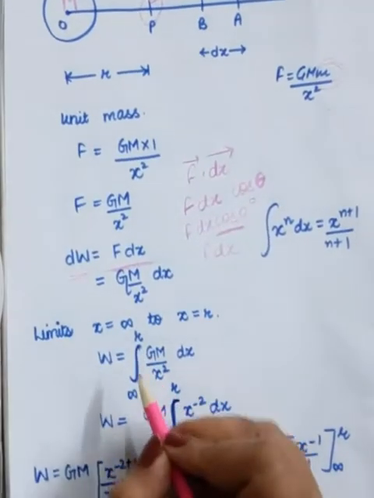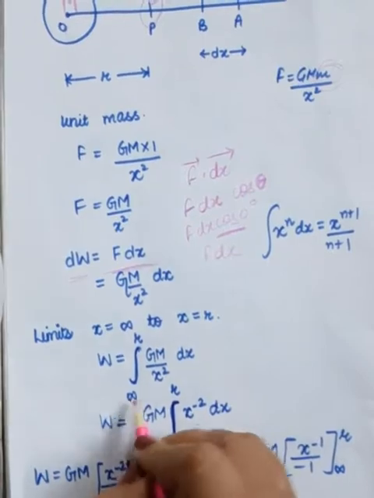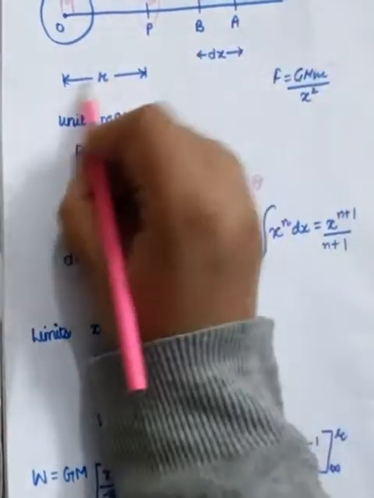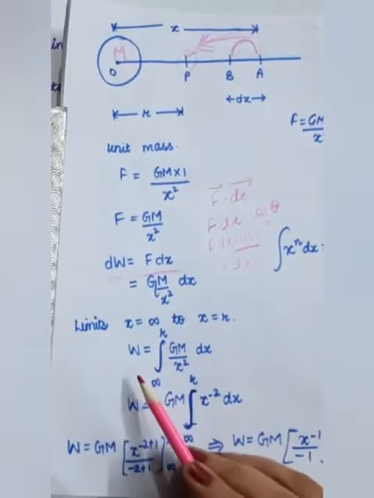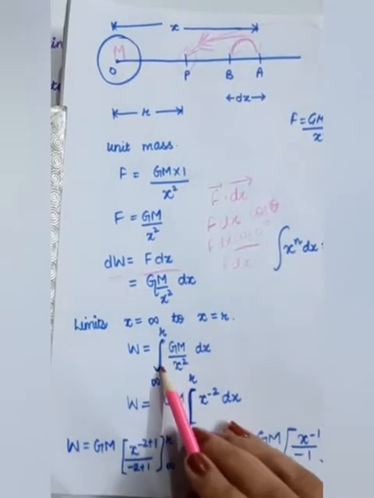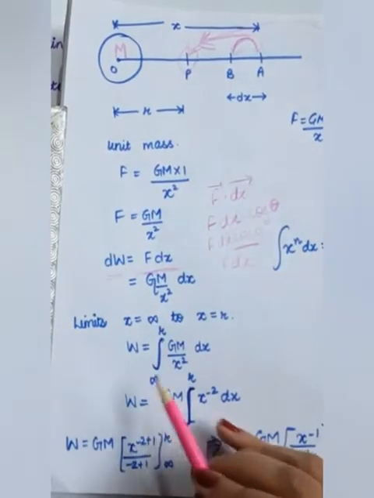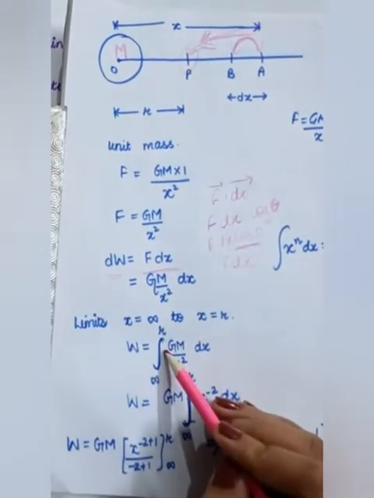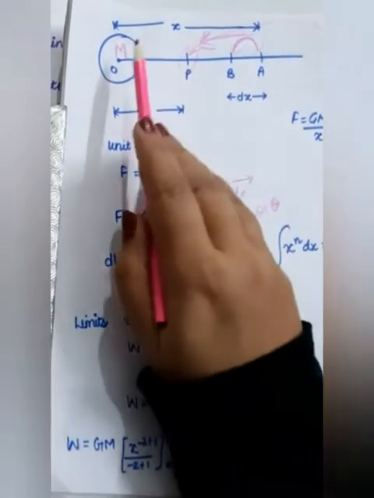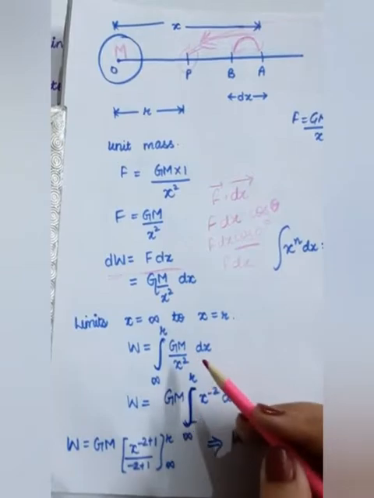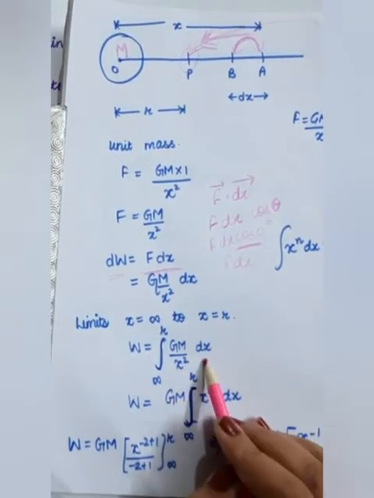So total work done can be calculated because we are shifting the mass from infinity to a point whose distance is r, right? So the work done becomes integration within the limits infinity to the point P whose distance is r. See, infinity is the distance of the infinite point from O, okay? So let us integrate this equation, GM by x square dx.